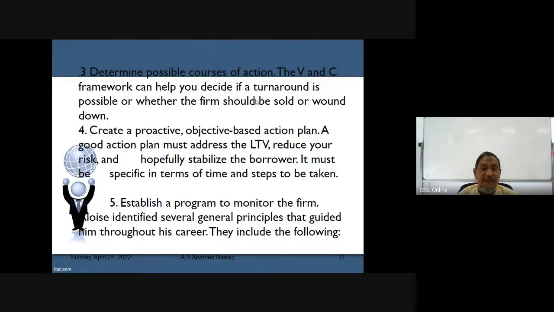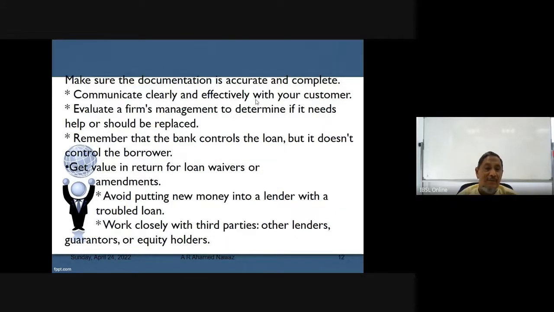Louis identified several general principles that guided him throughout his career. It includes the following. This writer who had given this article has given five reasons. Make sure the documentation is accurate and complete. Collateral security documentation is accurate and complete.